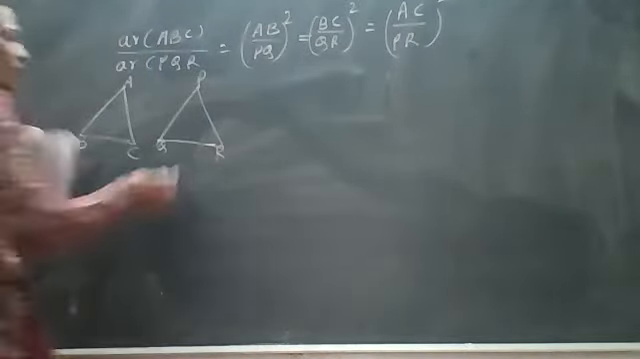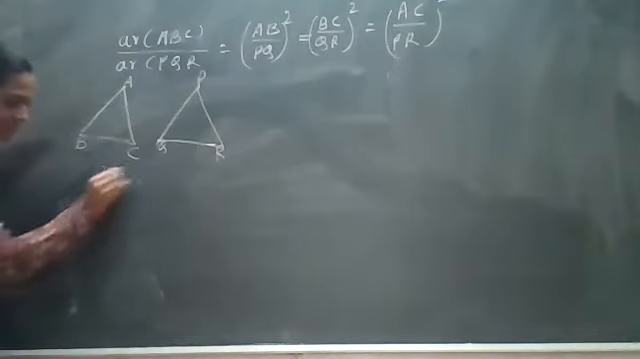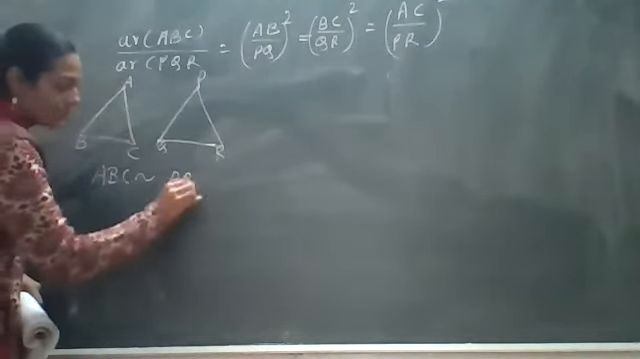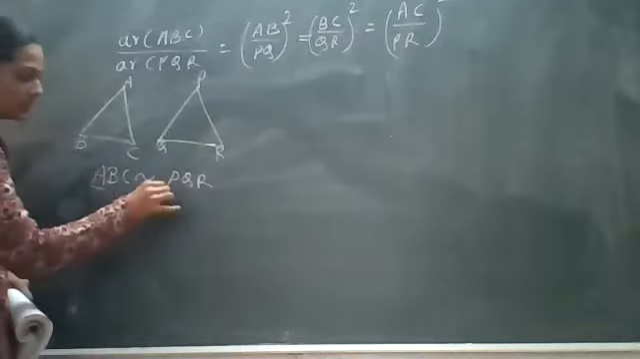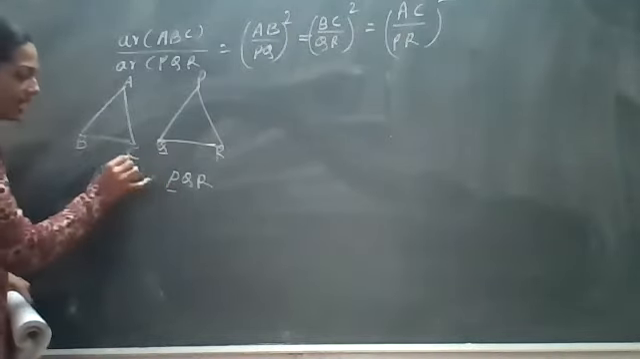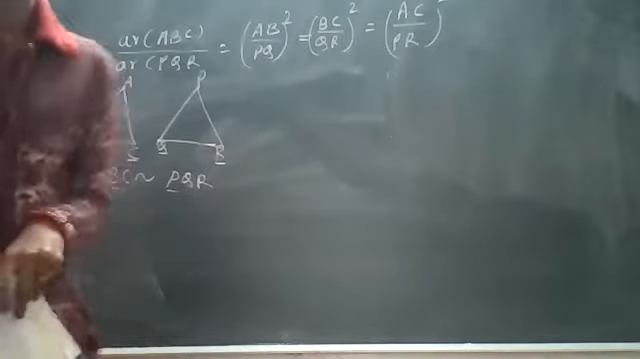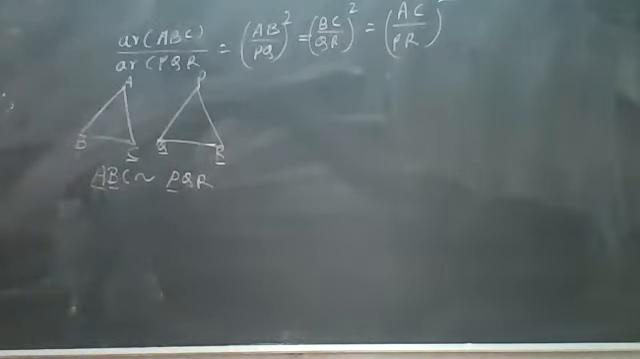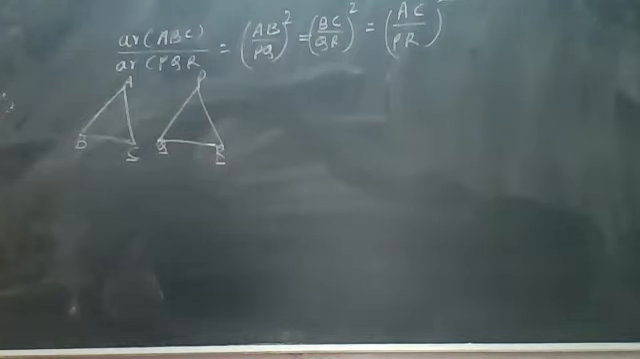Understood this one? And here what is given? It is given that triangle ABC is similar to triangle PQR, meaning A corresponds to P, B corresponds to Q, and C corresponds to R. That is given to you. Understood this one? Yes or no? Yes, ma'am. Now, what we have to do?